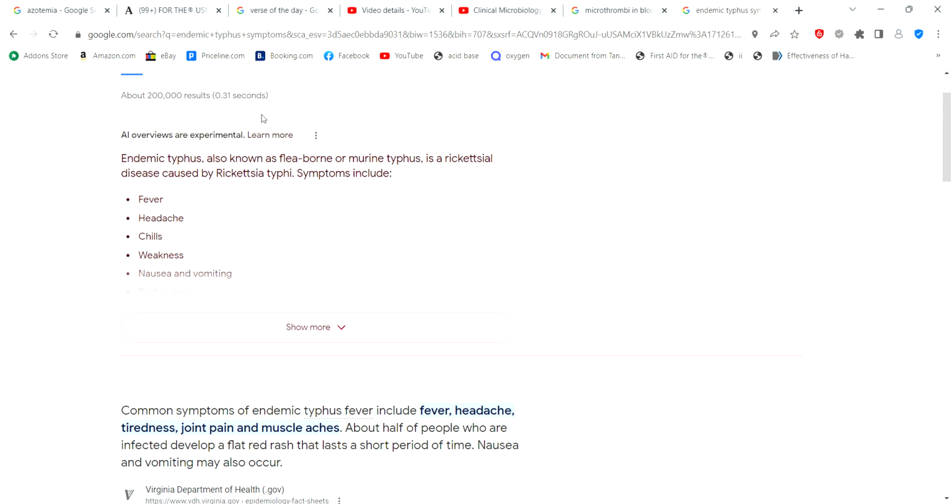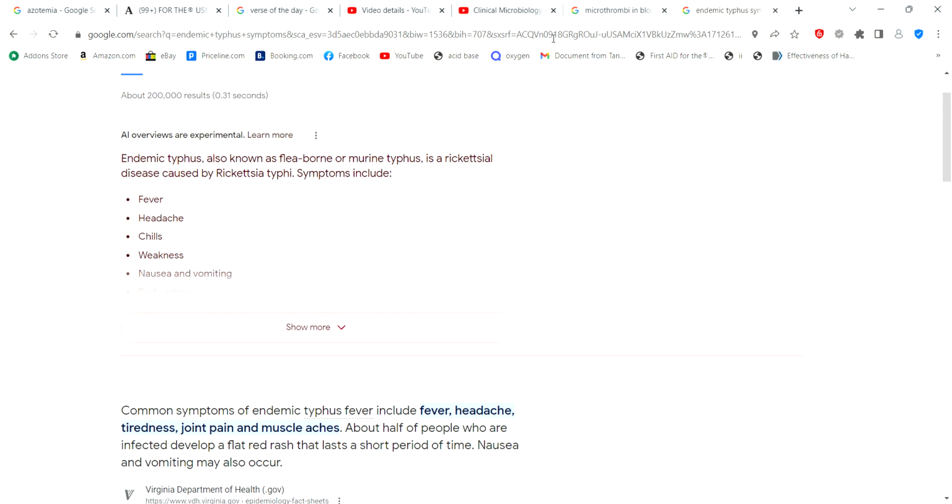Transmitted by fleas. Salmonella species, except for Salmonella typhi, cause diarrhea, which may be bloody, vomiting, fever, and abdominal cramps. Salmonella species are carried by reptiles and poultry. Yersinia pestis causes the plague. It's transmitted by fleas. Rats and prairie dogs are reservoirs.